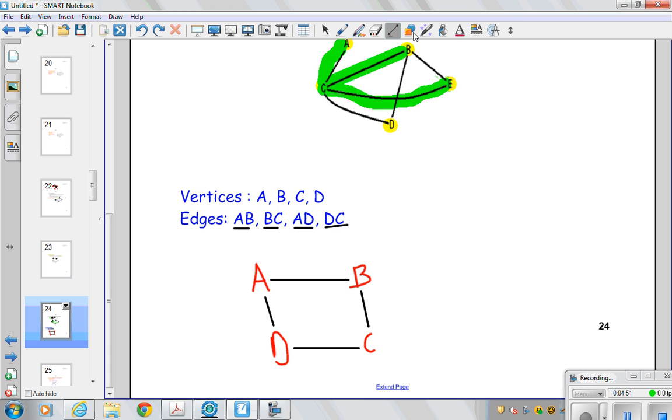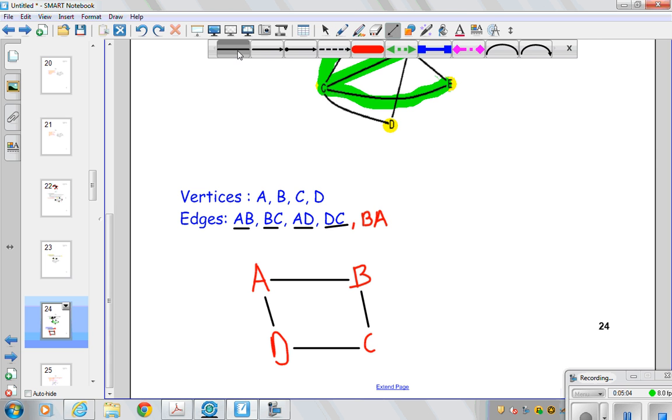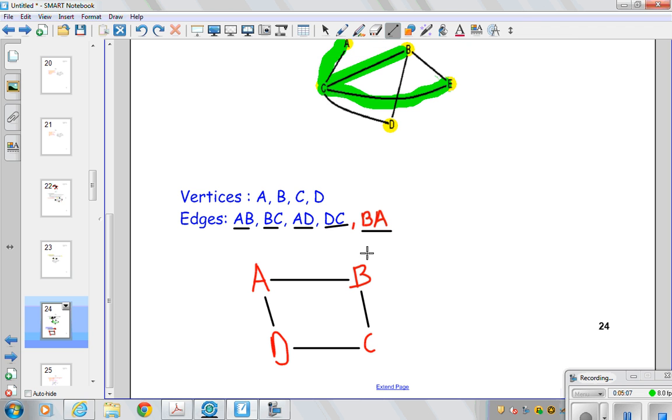But let's say I went ahead and added one more edge, BA. Now you might be saying, well, there's already an edge connecting that. Well, in this case, this would also have to be represented by drawing another edge connecting them. And so what we have are multiple edges going to the same vertices.